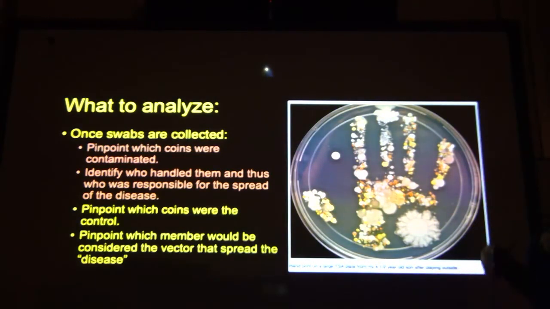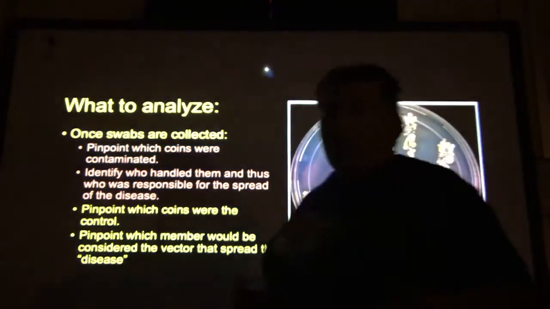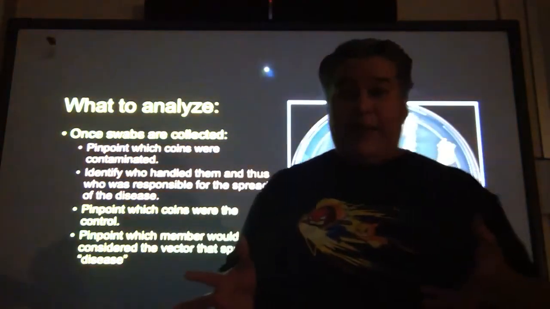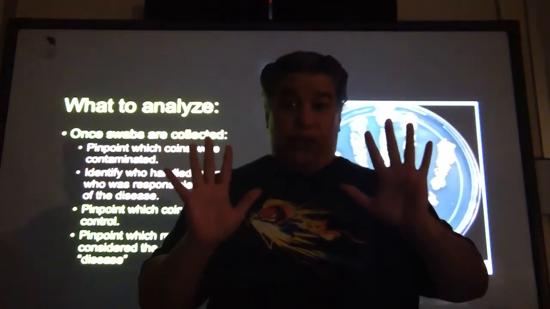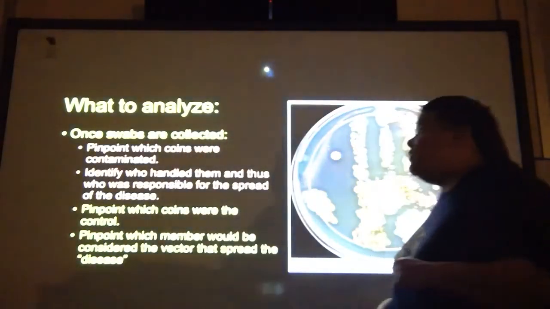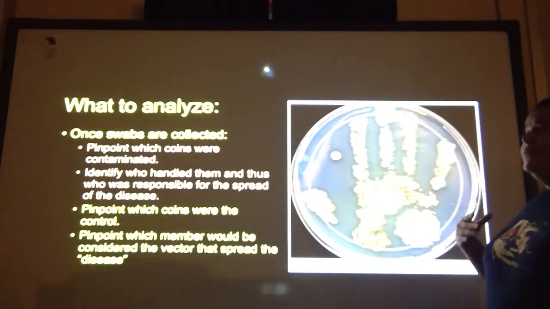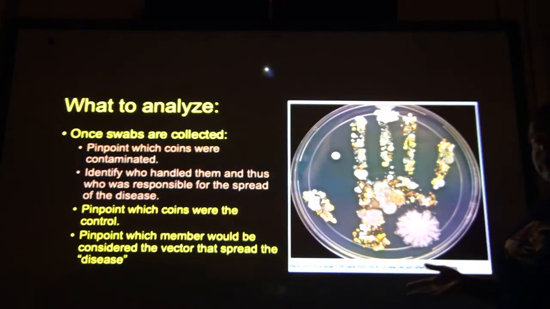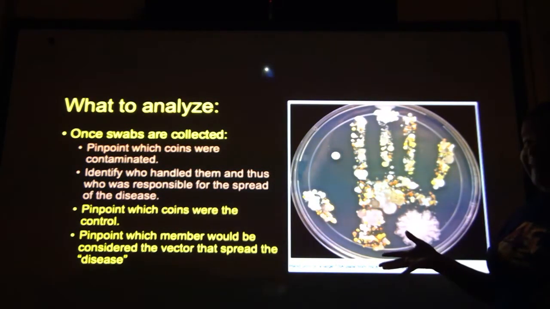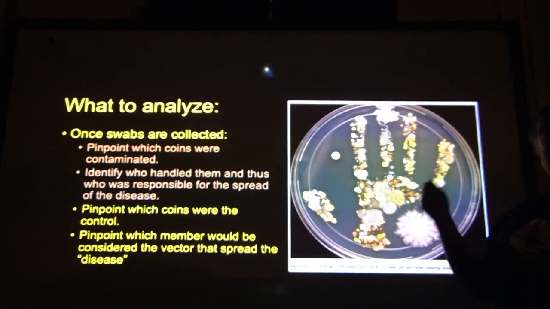Once the swabs are collected, you pinpoint which coins are contaminated. I'm going to tell you ahead of time, I did odd numbers and even numbers for the coins, and the even numbers were the ones that were contaminated. What that meant was, whoever picked the even coin got the contamination on their hands. We identified who was handling them and who was responsible for the spread of the disease. We knew which one was the control because the control didn't show any type of bubbling, and we knew which one was the diseased coin because when we swabbed, we saw bubbles in the hydrogen peroxide.